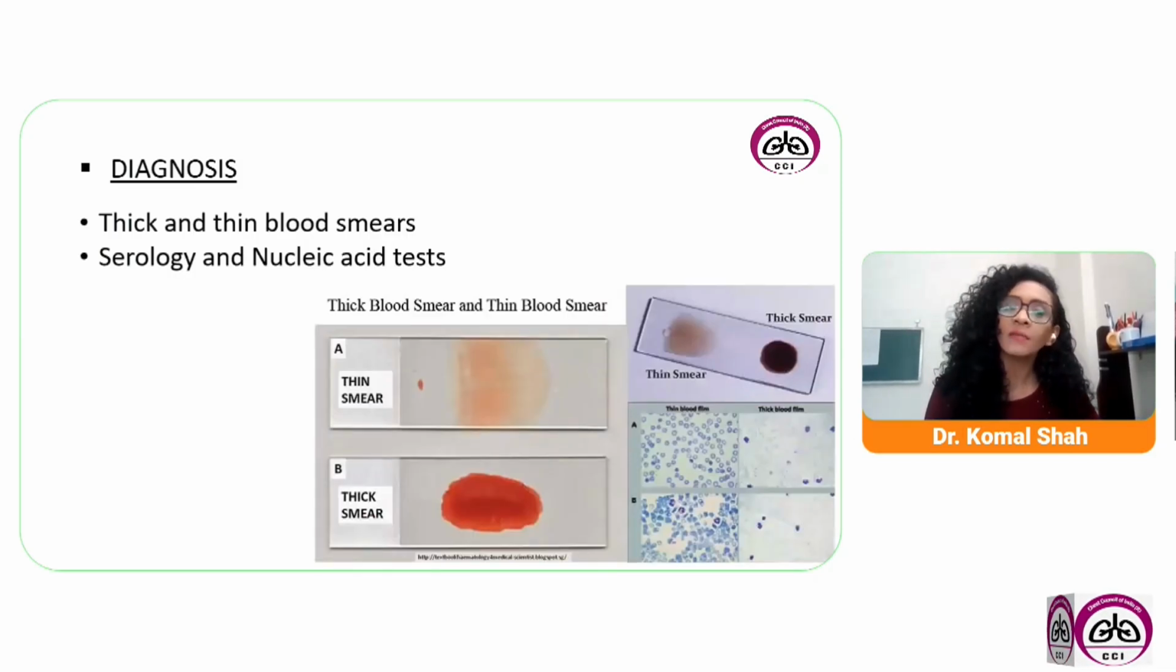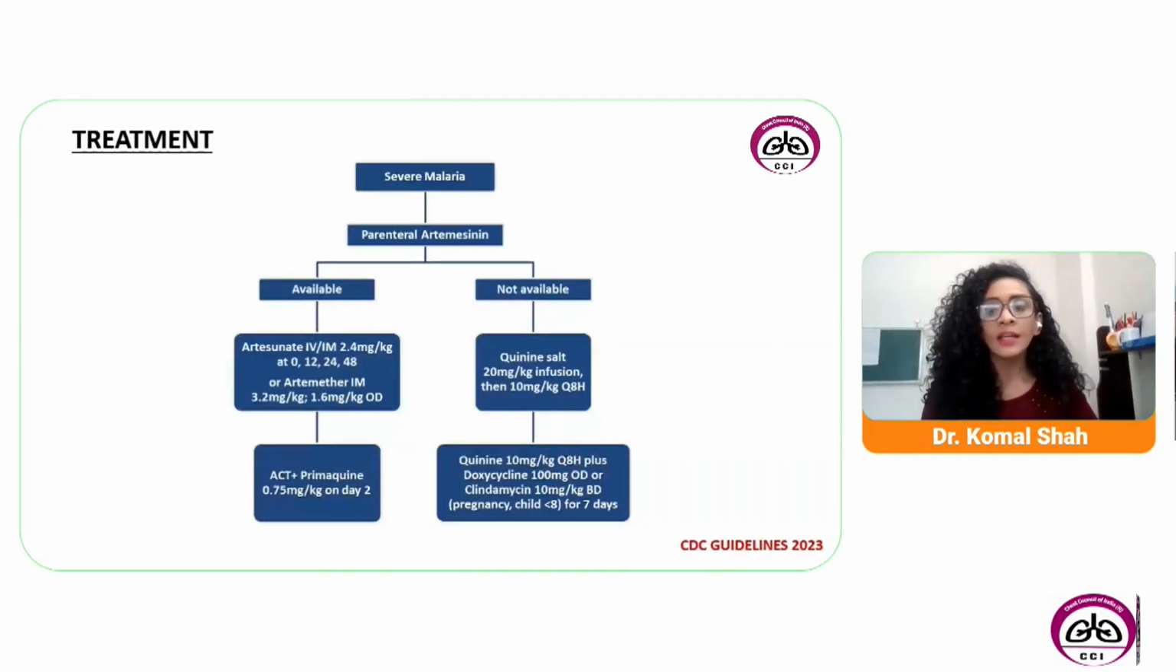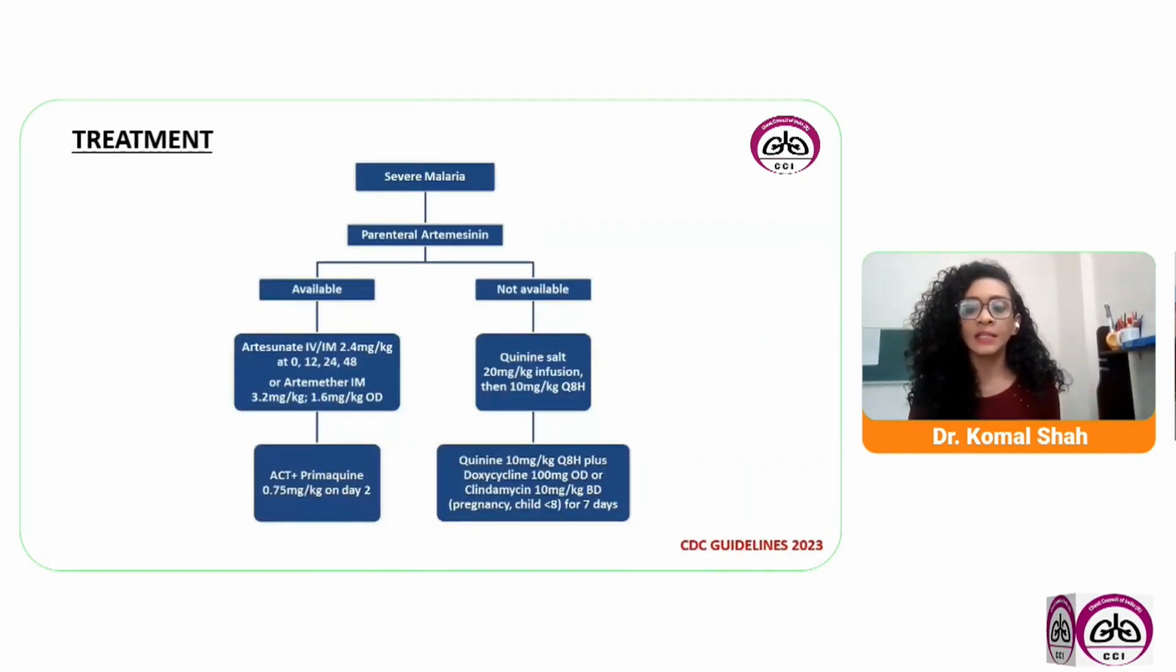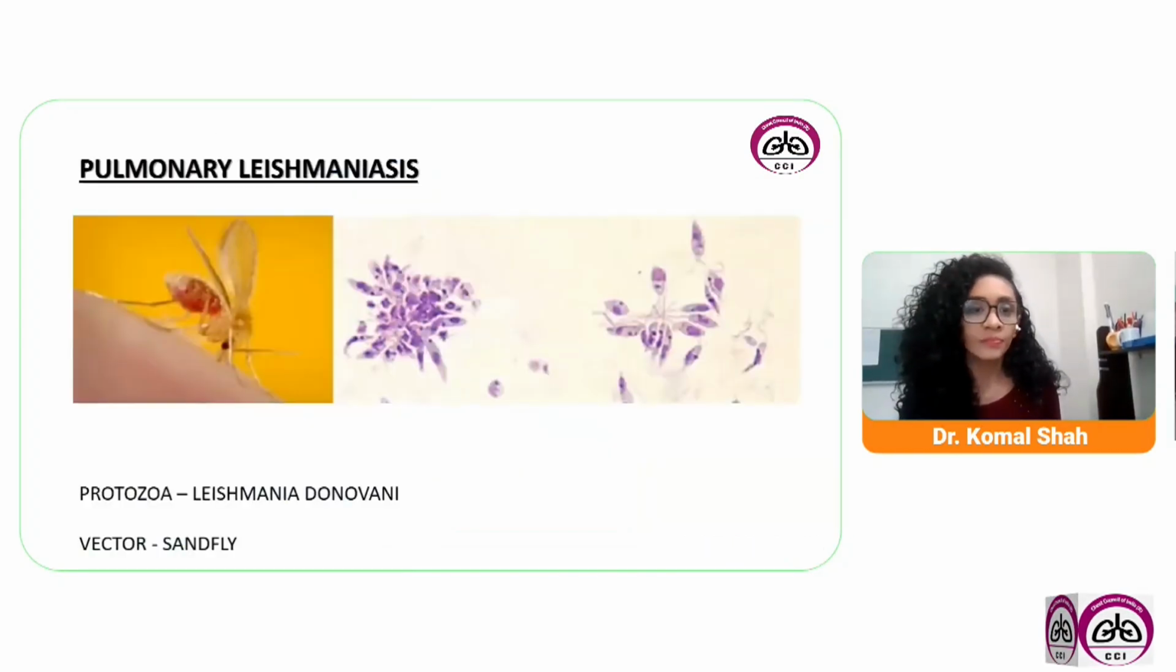The diagnosis can be done by thick and thin smears, serology, and nucleic acid test. And there are very beautiful guidelines presented by CDC in 2023, which show that we have to give parenteral artemisinin preparations in case of severe malaria. If it is not available, we can also give quinine salt.